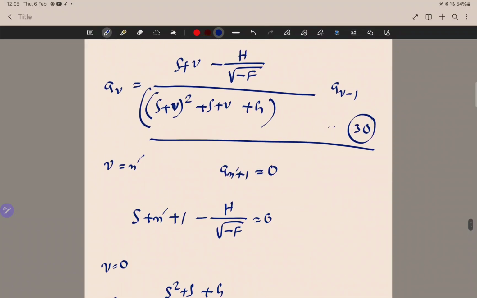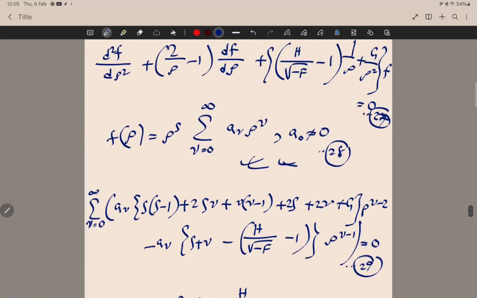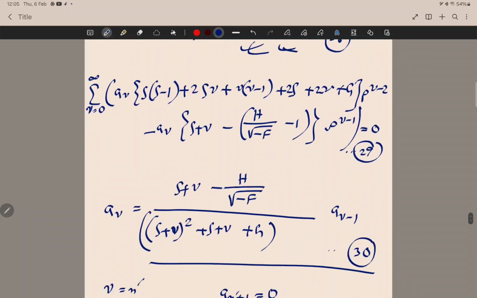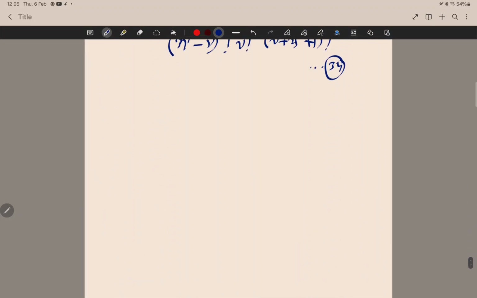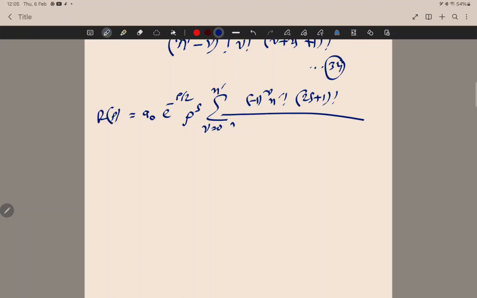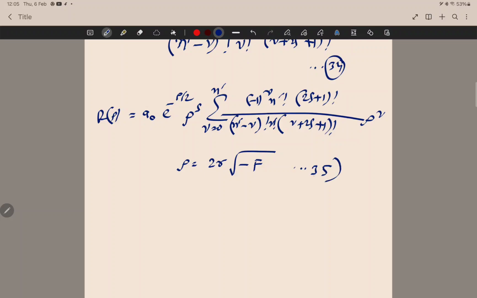So the 28th and 26th equation. The number 26 equation, the radial wave function is given by R(ρ) equal to e to the power minus ρ by 2, ρ to the power s, summation ν equal to 0 to n' of (-1)^ν n' factorial (2s+1) factorial divided by (n'-ν) factorial ν factorial (ν+2s+1) factorial, a_ν ρ to the power ν, where ρ equal to 2r root under minus f. This is equation number 35.